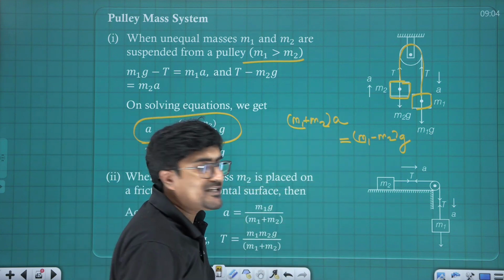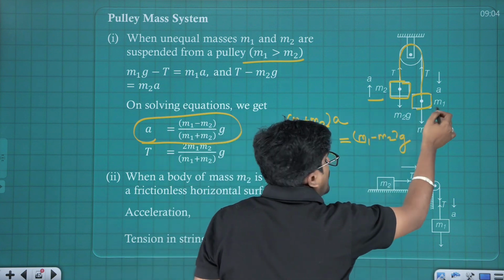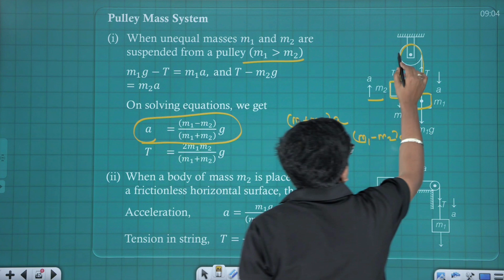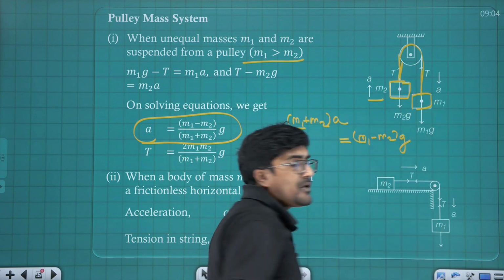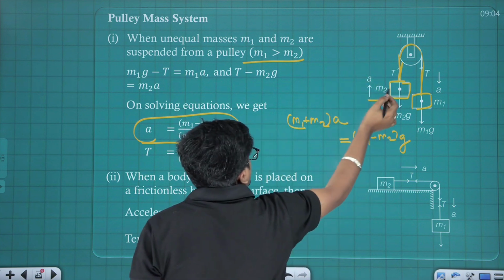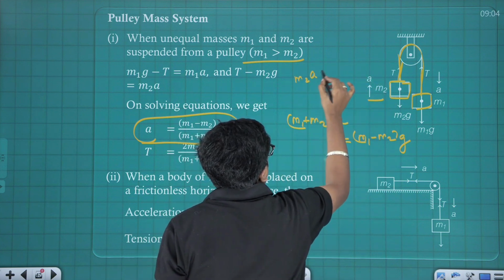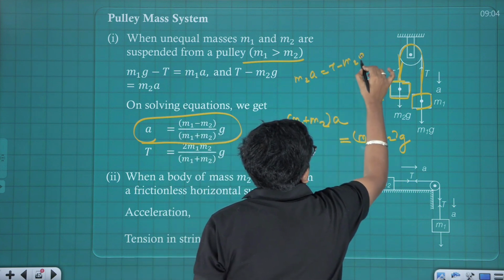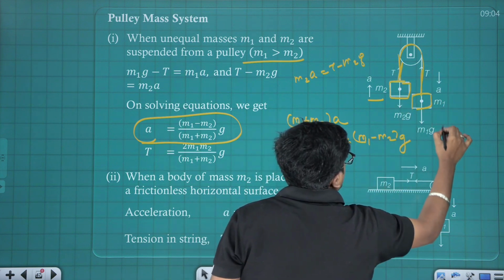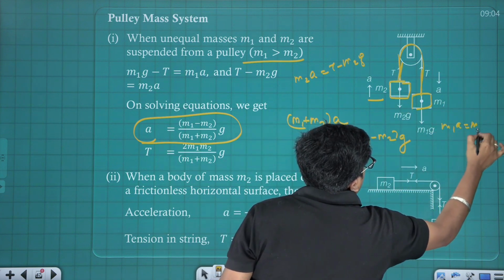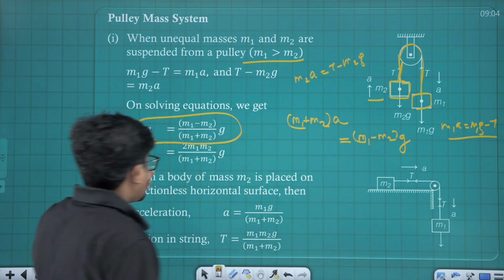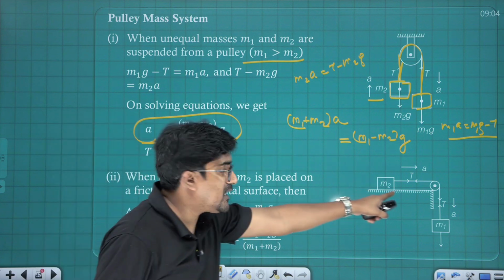Now, if you want to find the tension in terms of M1 or M2, the tension is going to be the same, because it's a massless string, isn't it? So, in terms of M2, I can say that M2 into a upward is T minus M2 g. And in terms of M1, I can say that M1 into a downward is equal to M1 g downward minus T. That's it. And you have the expression for a here. The same thing is applicable here as well.